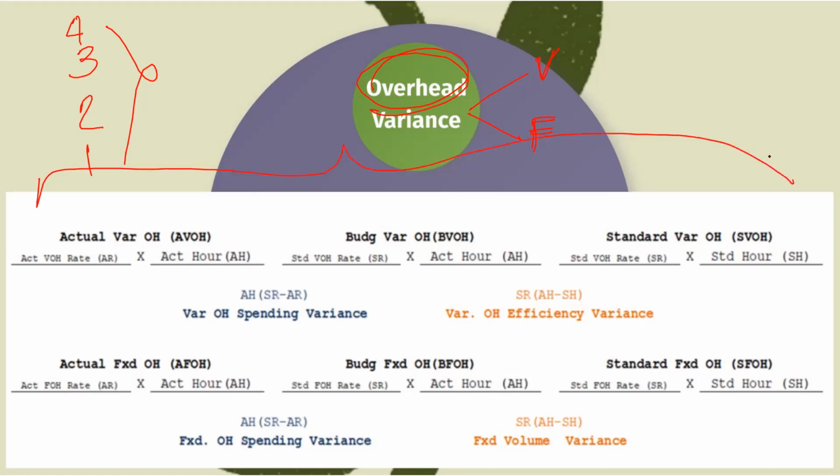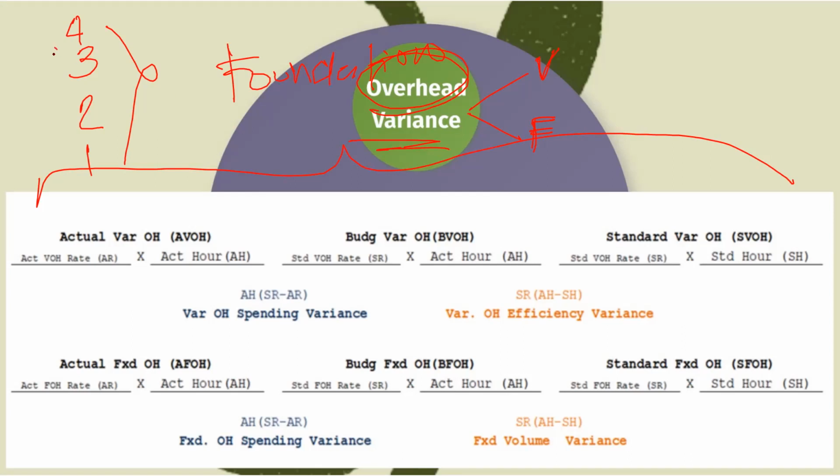Please take a screenshot. Okay? Please write it down on your notes. Post this video, write it down on your notes. Okay? Or take a screenshot. Why? Because this is your foundation, if you wanted to learn your overhead variance. Because everything comes from this.